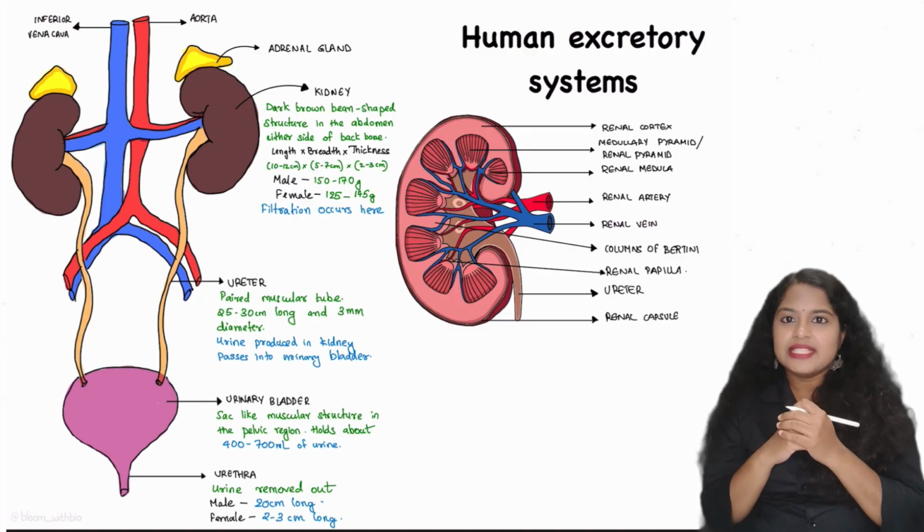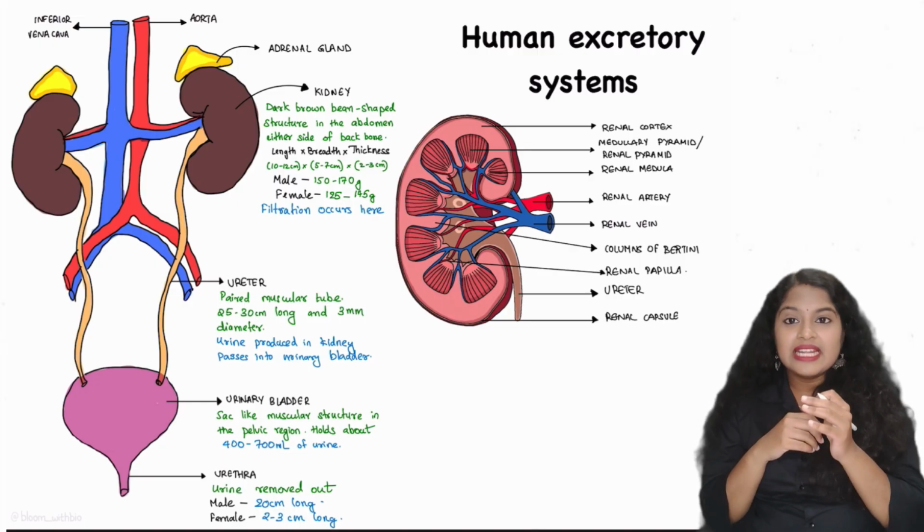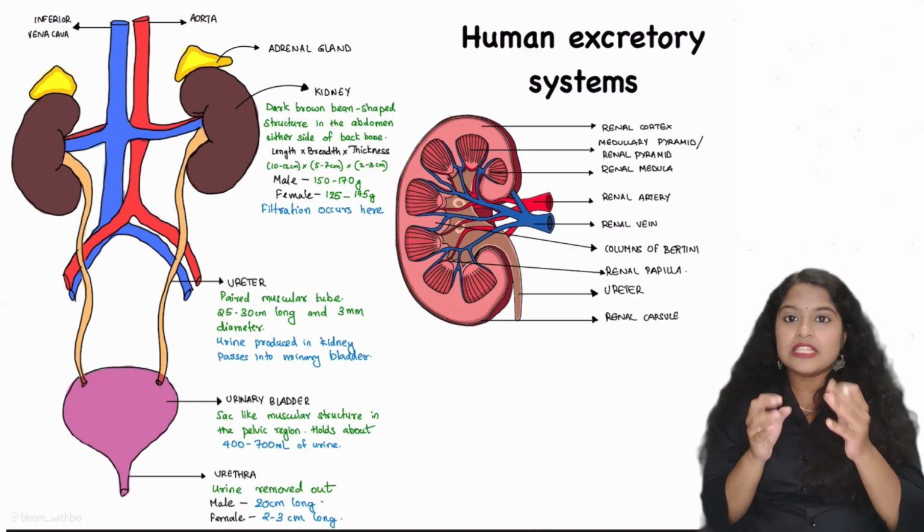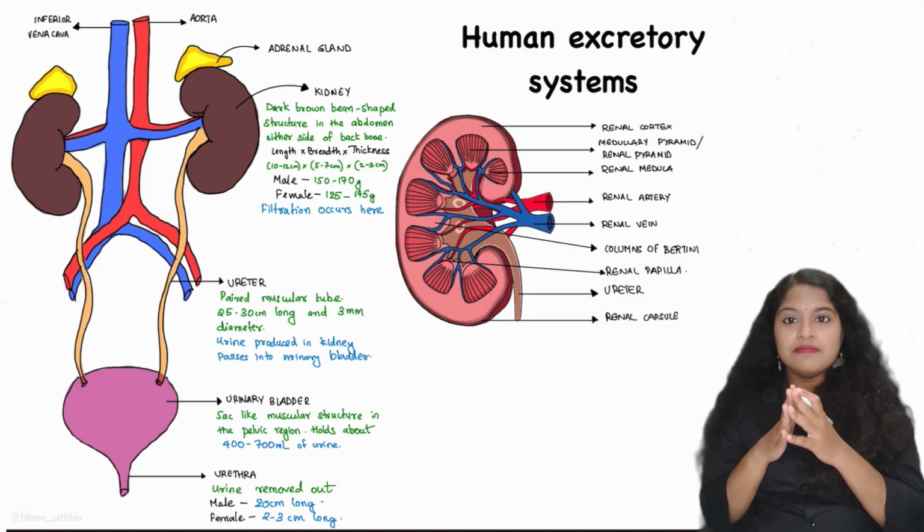Why is the urethra in males long? The urethra acts as the common passage for urine as well as sperm. So this urethra in males is also called the urinogenital tract.